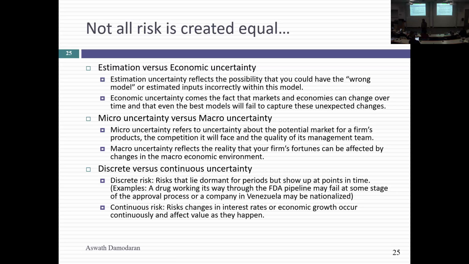The only uncertainty that should be showing up in your discount rate is macro uncertainty. That's what a beta measures. Beta doesn't measure volatility, doesn't measure risk. It measures the portion of the risk that is driven by macro forces.